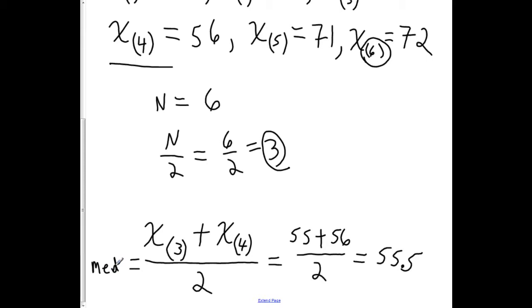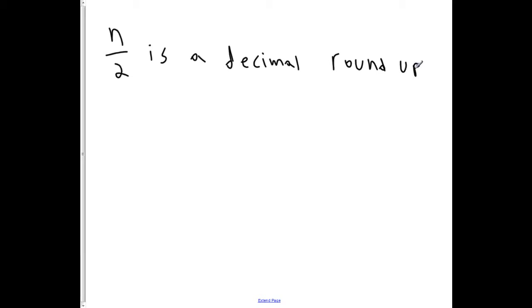So we had two distinct cases. Let's recap that. These were the two distinct cases. If n over 2 is a decimal, round up, and that order statistic is the median.